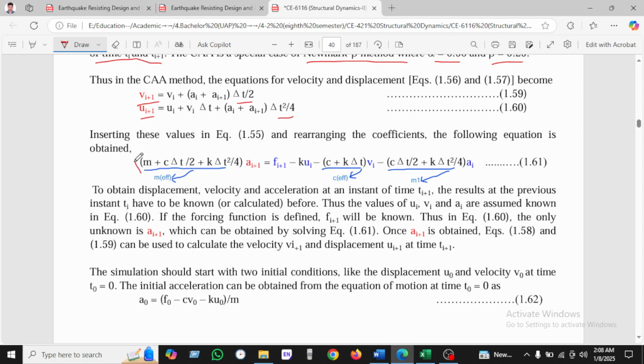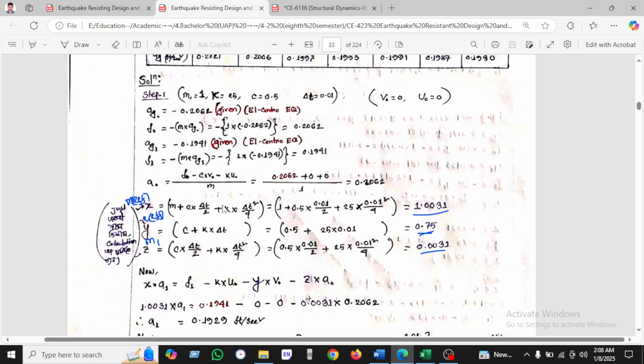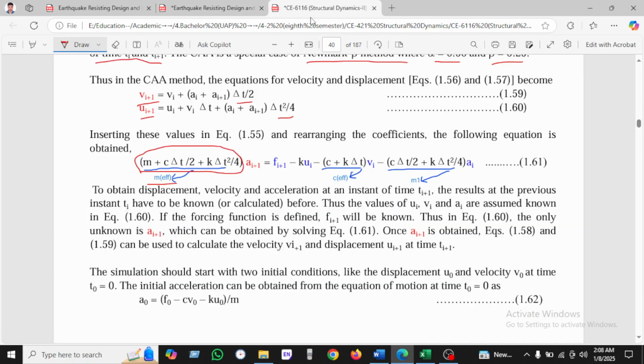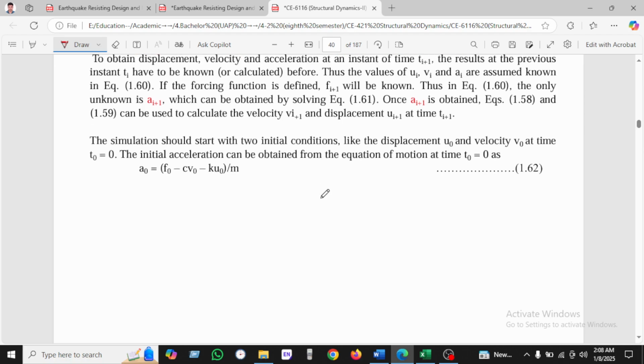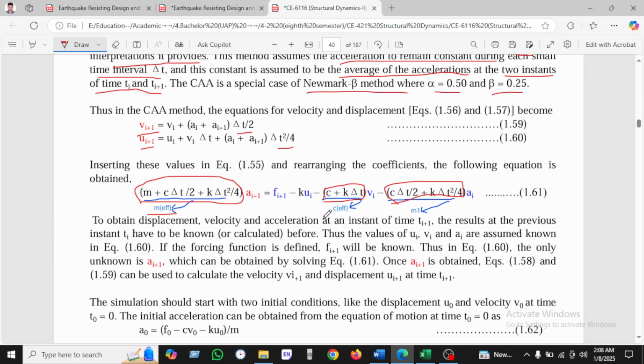We will call this portion M effective. Actually I was saying X bar, but we will define this as M effective, and this as C effective. We will separate this out, and this is the M1. In this way I will solve this equation.